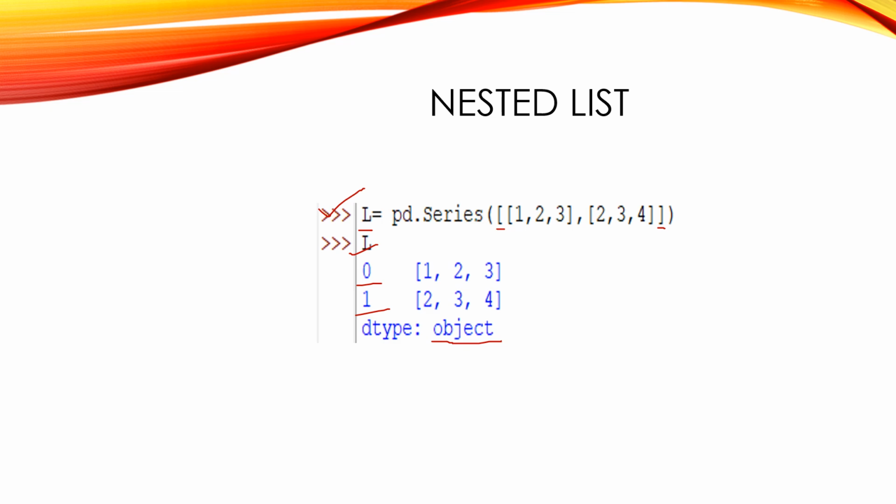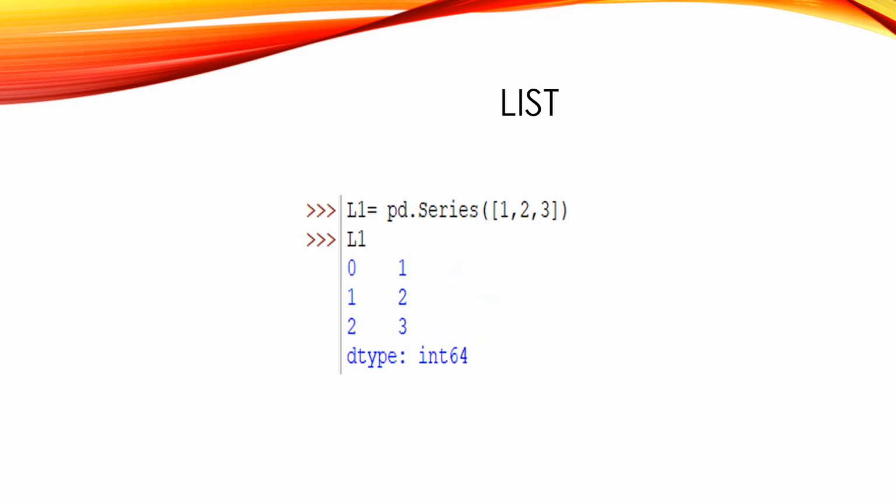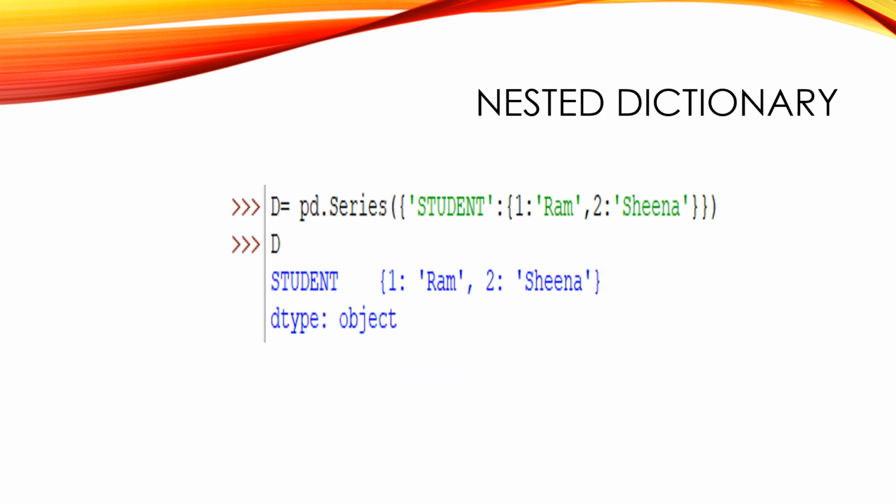The list at the first index is at 0 and the list at the second index is at 1 inside the whole list. Now similarly, to know the difference better, we are creating a simple list and we can see that here individual values were taken as individual entities at 0, 1 and 2 index, and the dtype was int64.